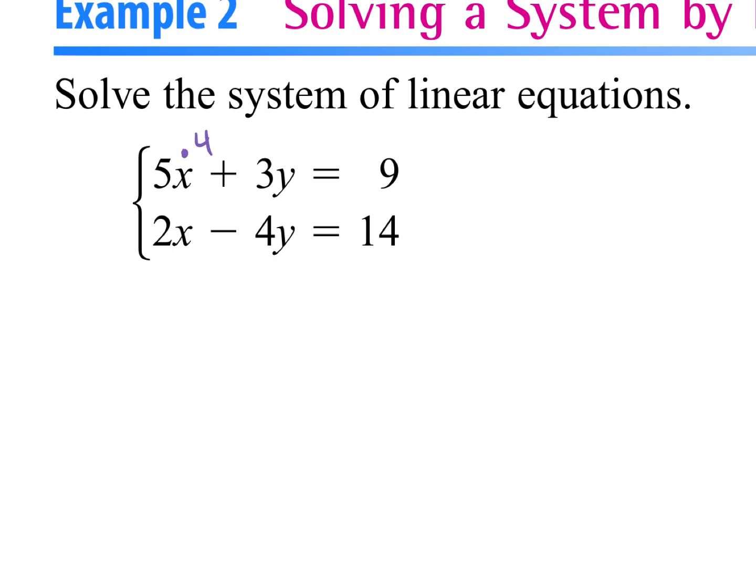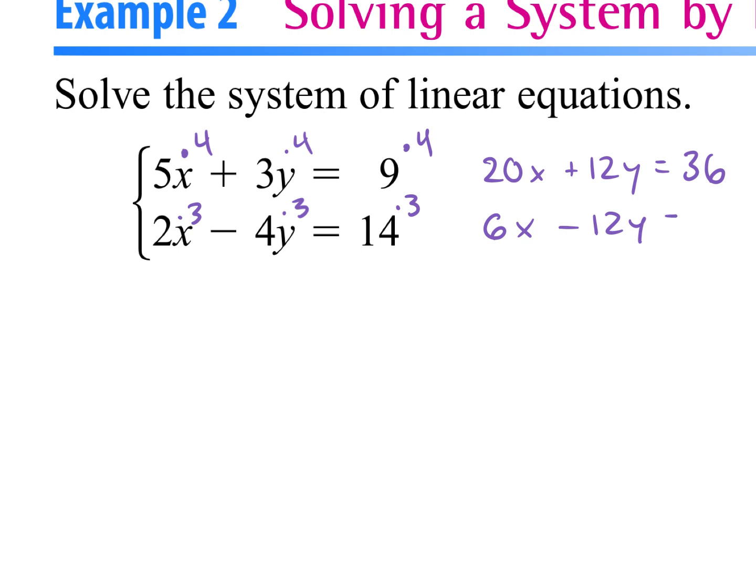So Tomas said multiply the first one by 4 and then the second equation by 3. He probably picked the y's because he already saw that they were opposites. That way we don't have to multiply by a negative. So my new first equation is 20x plus 12y is equal to 36. My new bottom equation is 6x minus 12y is equal to 42.